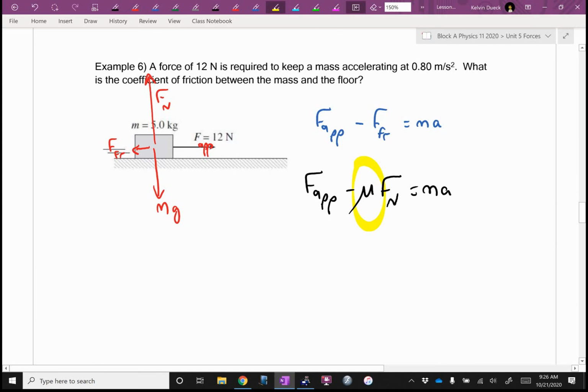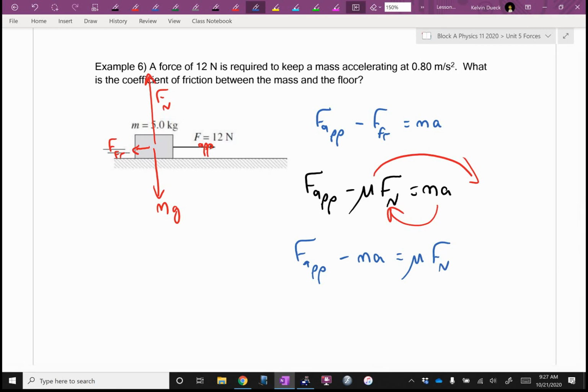Okay. What don't I like right now? What's right in front of the mu that makes me go, yeah? A minus. So you're saying I can move that to that side, the whole thing, mu Fn, and I can move this in its place, and I'll get F applied minus MA equals mu Fn. I think that's much prettier.